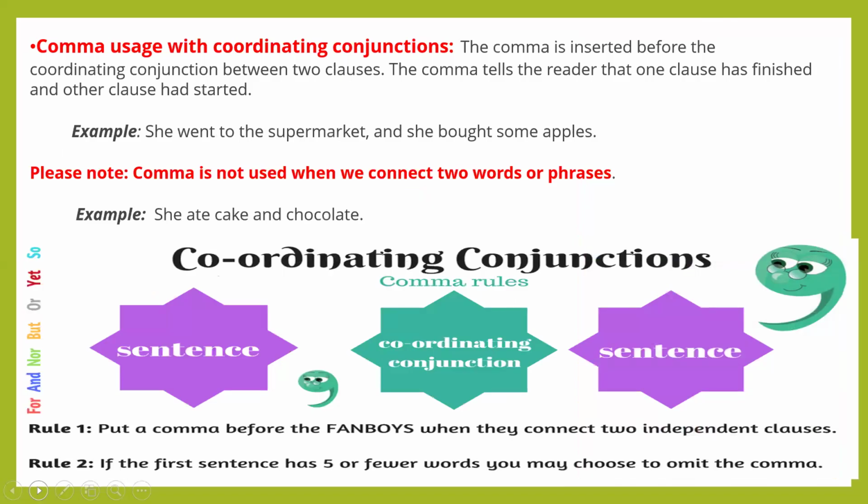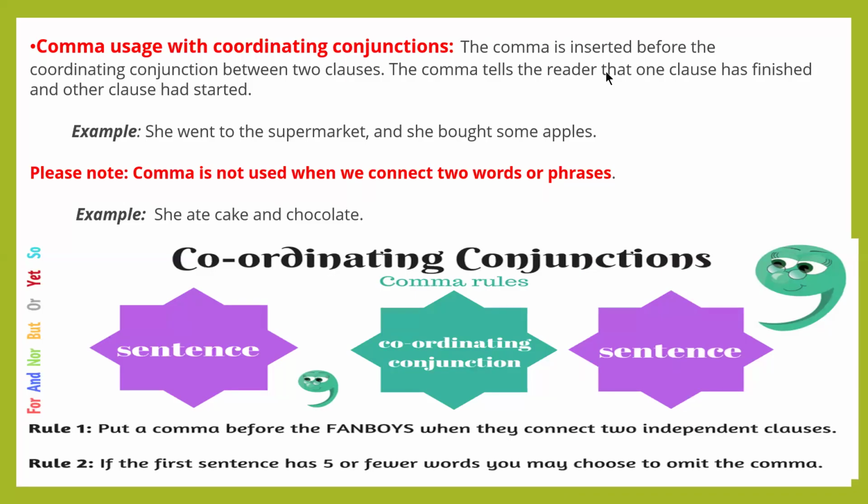Comma usage with coordinative conjunctions. The comma is inserted before the coordinative conjunction between two independent clauses. The comma tells the reader that one clause has finished and the other clause has started. Let's look at the example: She went to the supermarket, and she bought some apples. In two independent clauses, we use a comma before the coordinative conjunction.